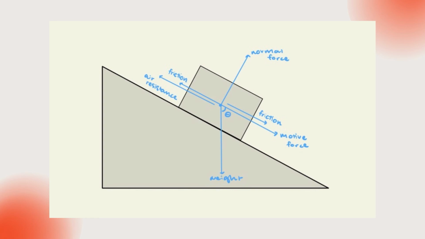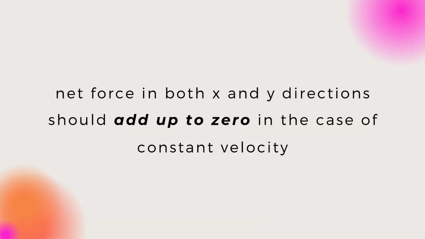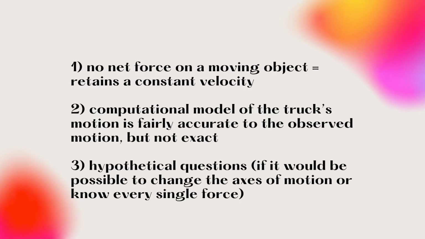What is important to understand is that in an ideal situation, even if we do not determine every single force acting upon the object, we can at least conclude the net force, which should add up to 0 in the x and y directions. In conclusion, Newton's second law tells us that when there is no net force acting on an object, it will retain a constant velocity.